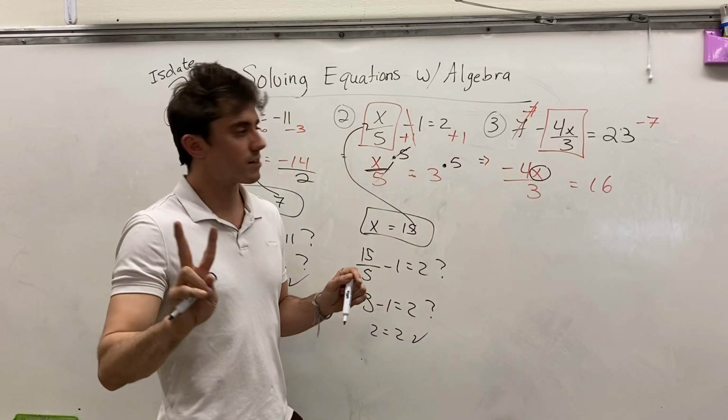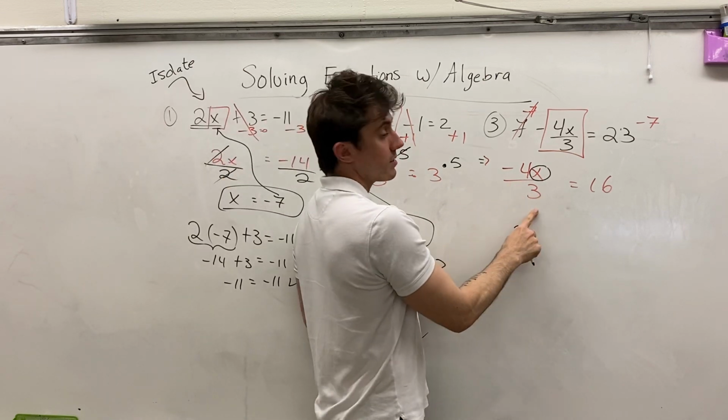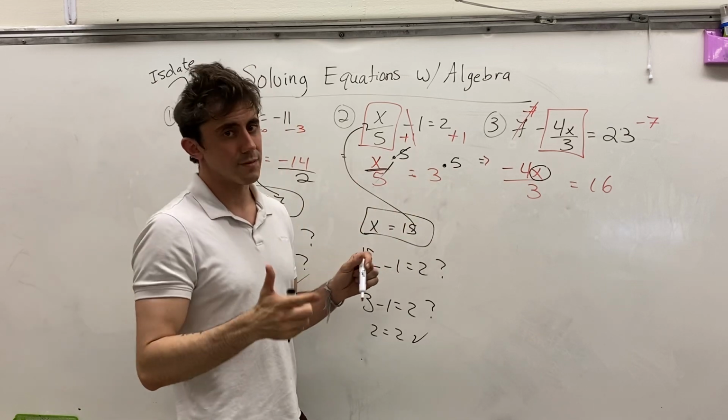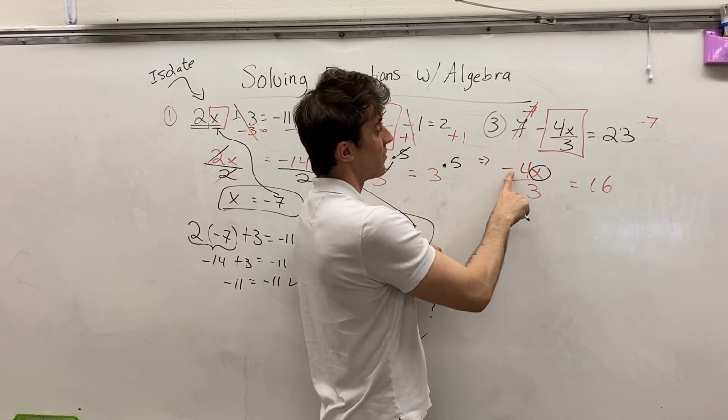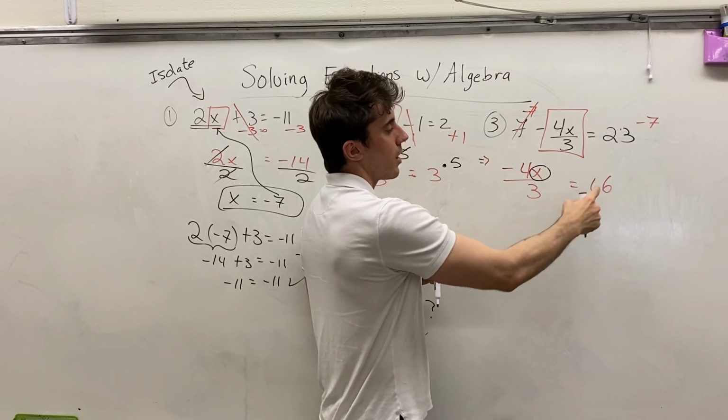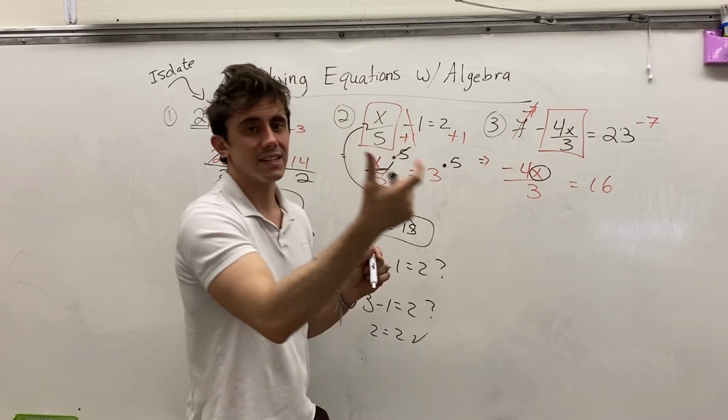Okay, so we have two things to get rid of. We have to get rid of the division by 3 and the multiplication by negative 4. We can do those in either order, doesn't matter. I'm going to go ahead and divide by negative 4 first. The reason I do that is because if we divide by negative 4, our answers for the other side are going to stay smaller. Okay?